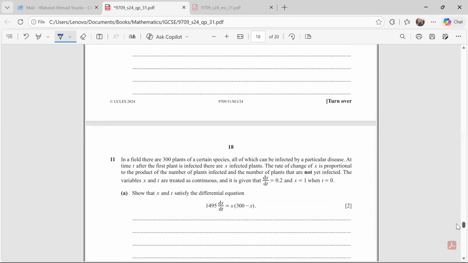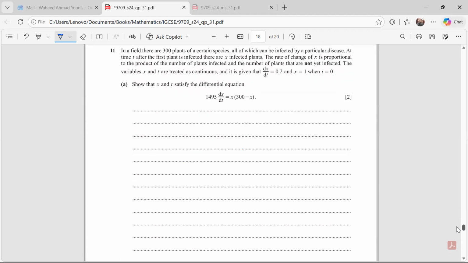Okay, now the last question is this one, question number 11. So let's do this question. In a field, there are 300 plants of a certain species, all of which can be infected by a particular disease. At time t after the first plant is infected, there are X infected plants. The rate of change of X is proportional to the product of the number of plants infected and the number of plants not infected. The variables X and T are treated as continuous.